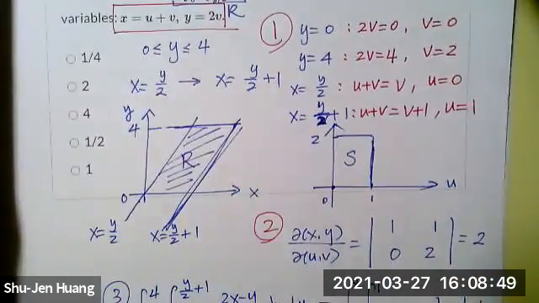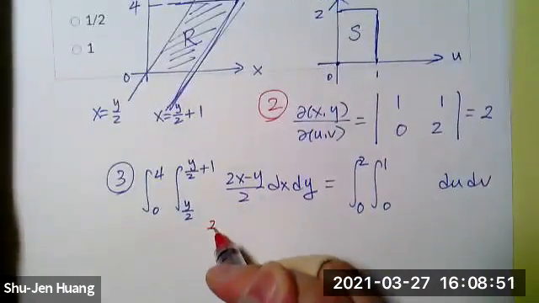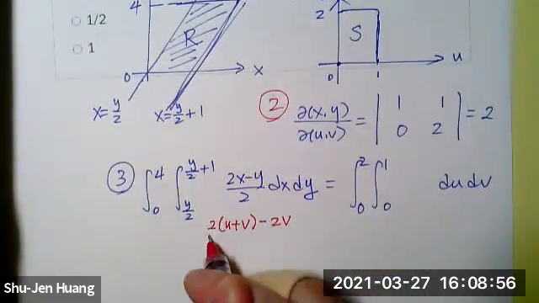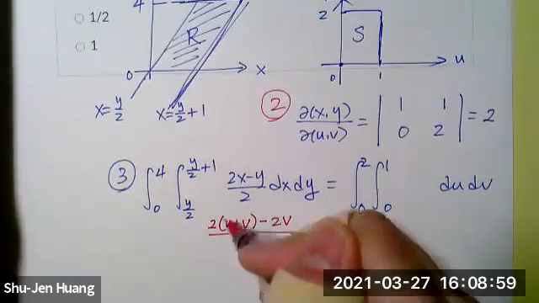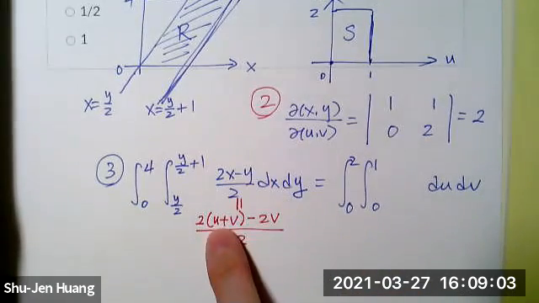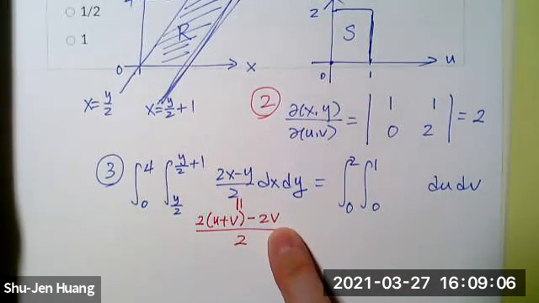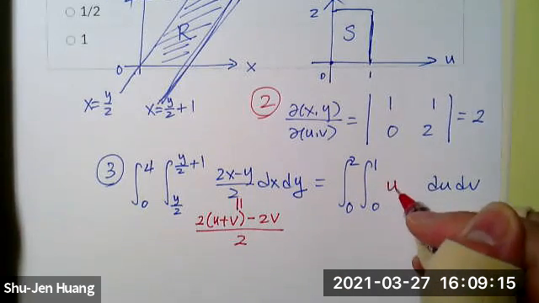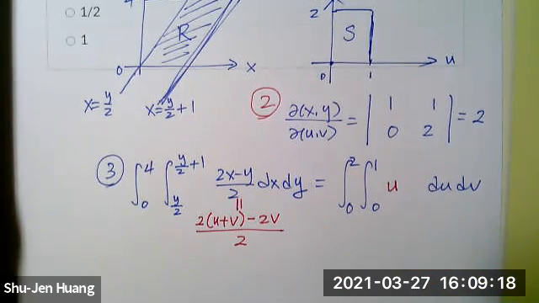So x equal to u plus v, 2 times u plus v minus y is 2v, whole thing divided by 2. Is that good? This uses the given change of variable here, x equal to u plus v, y equal to 2v. So as you can see here, the 2v is canceled. We are only left with 2u on the top. 2u over 2, we'll have just u here. Is that good? Did I make any mistake here?